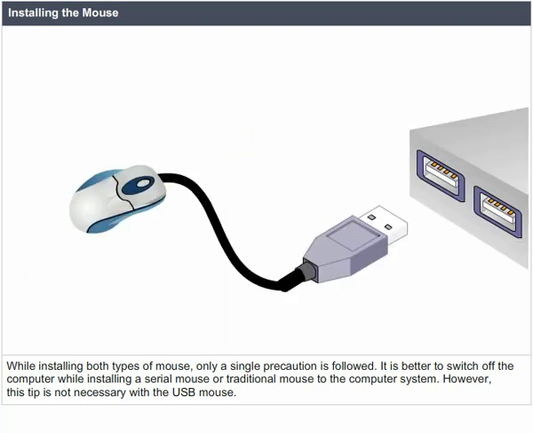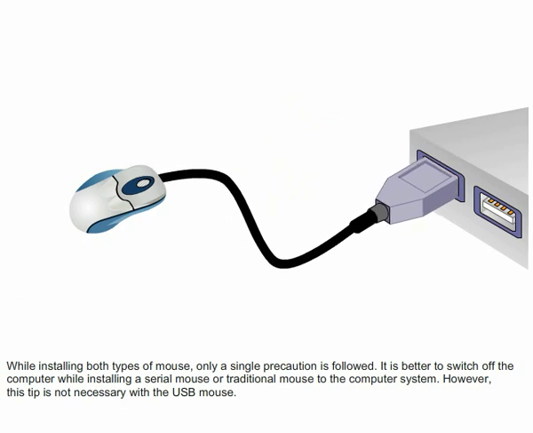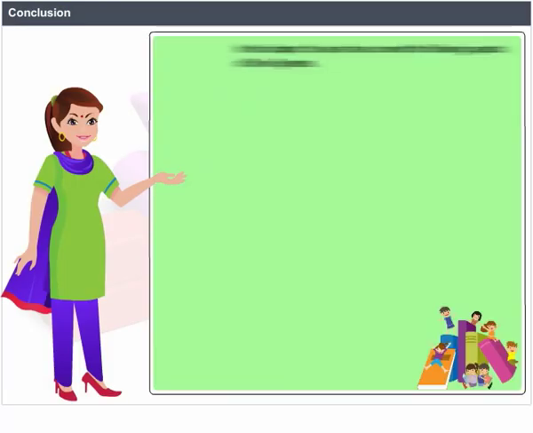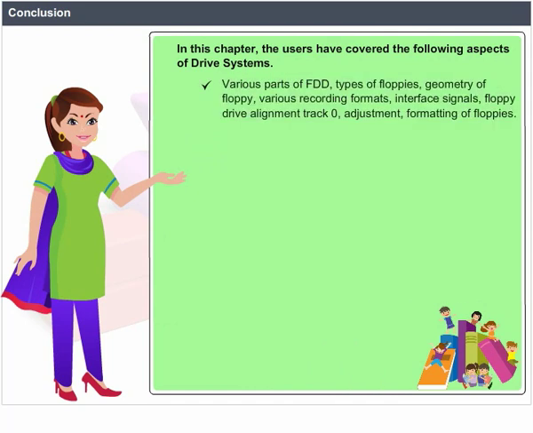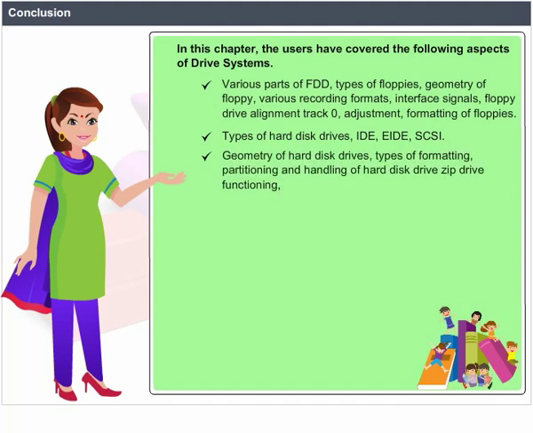Conclusion. In this chapter, the users have covered the following aspects of drive systems: various parts of FDD, types of floppies, geometry of floppy, various recording formats, interface signals, floppy drive alignment, track 0 adjustment, formatting of floppies. Types of hard disk drives: IDE, EIDE, SCSI. Geometry of hard disk drives, types of formatting, partitioning and handling of hard disk drive, zip drive functioning, CD drive and CD writer functioning, handling and repair. Mouse and keyboard, wired and wireless types, basic functioning, interfacing and installation.